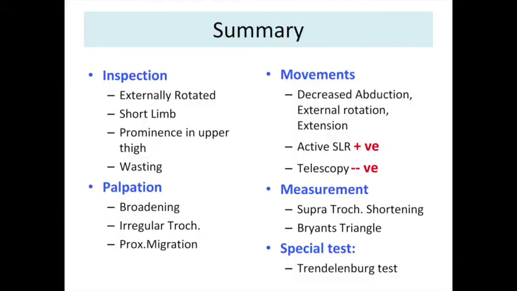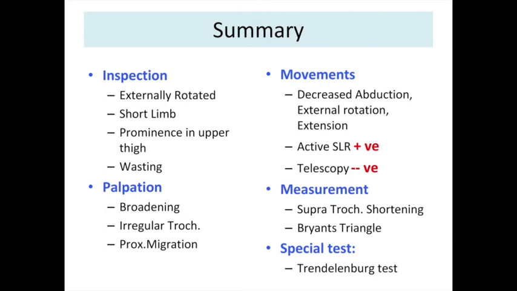So if you have to summarize, a malunited trochanteric fracture, on inspection there is an externally rotated lower limb, almost the outer aspect of the foot touching the bed. There is a short limb, which is a significant shortening, could be in the range of 4 to 5 centimeters. There is a prominence in the upper lateral thigh. If it is an old case of 1 year duration, there would be wasting. Palpation will show broadening, irregularity of the trochanter and proximal migration.